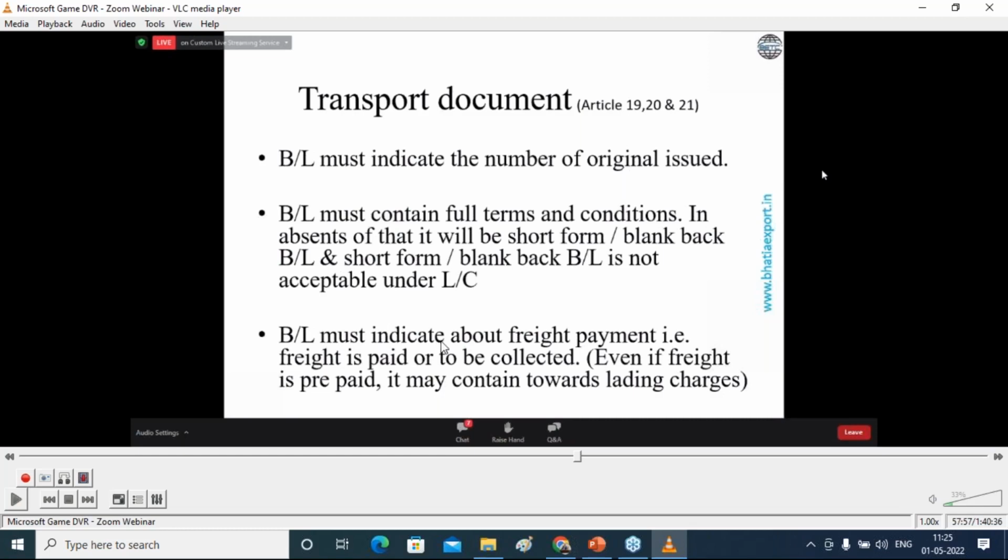The BL must indicate freight payment. Whenever we make the contract, either CIF or C&F or FOB, for example, that freight payment condition must be mentioned. Suppose it is an FOB consignment, then freight to collect. Freight collect means collected from the buyer. The buyer has to pay the ocean freight. Suppose it is CIF, then the seller or the exporter makes the payment of the freight amount. That must be mentioned in the BL, so that it aligns with the Incoterms mentioned in the LC as well as in the contract. Right?